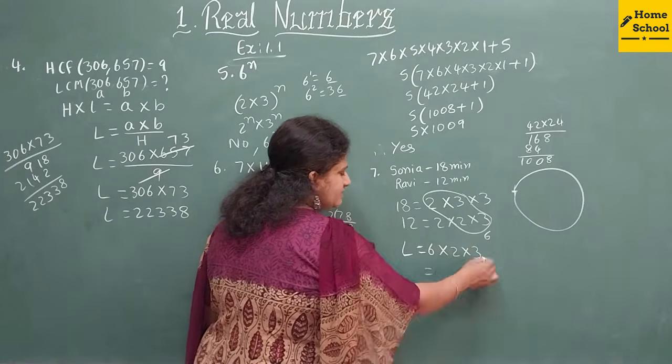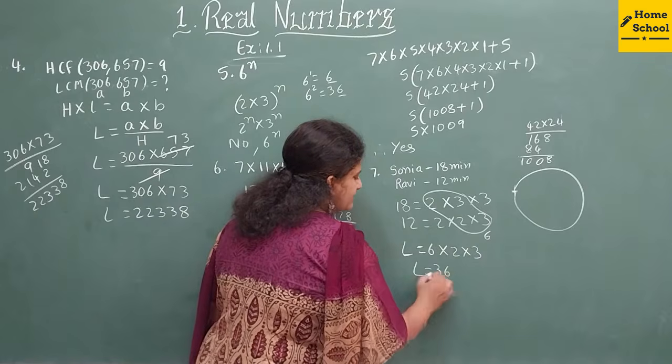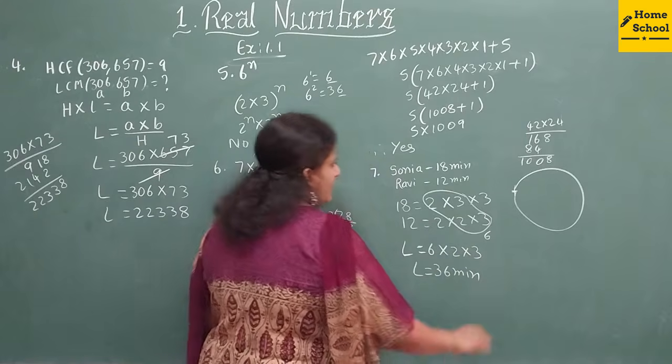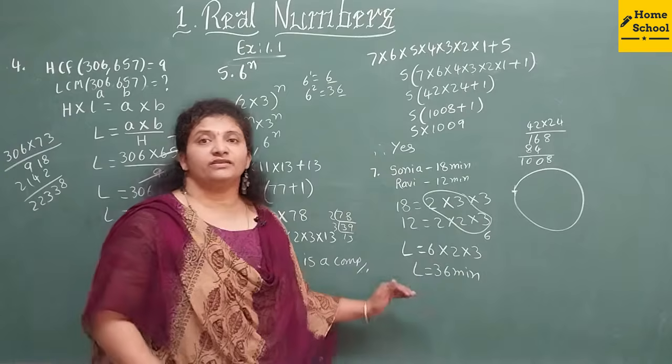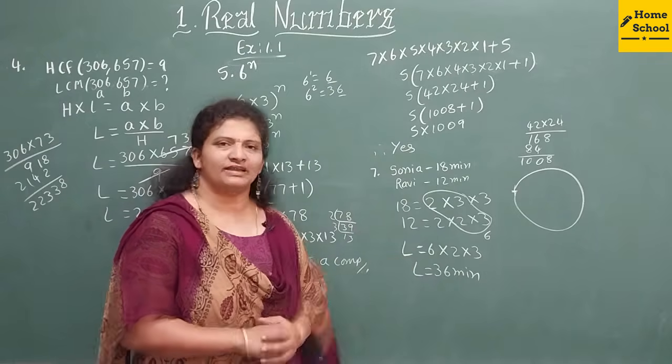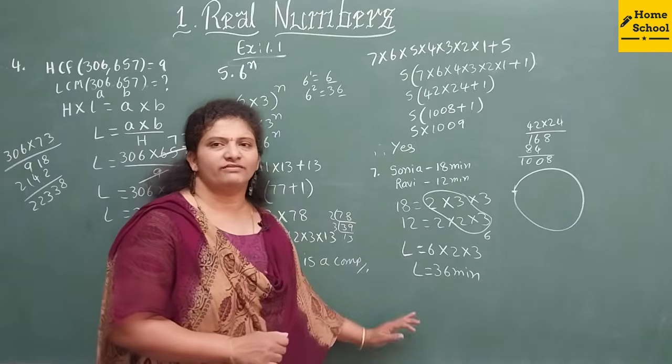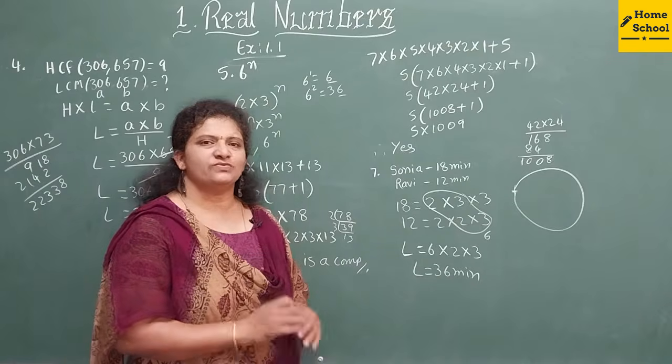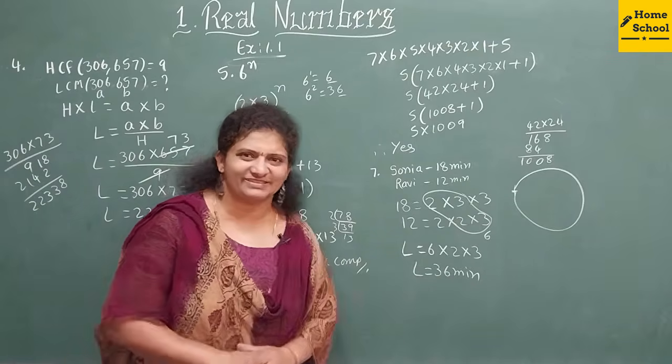That is 6 sixes are 36 minutes. After how many minutes? After 36 minutes, Sonia and Ravi meet at the starting point. This problem is written with the verbal statements. With this, we are going to complete our first exercise.